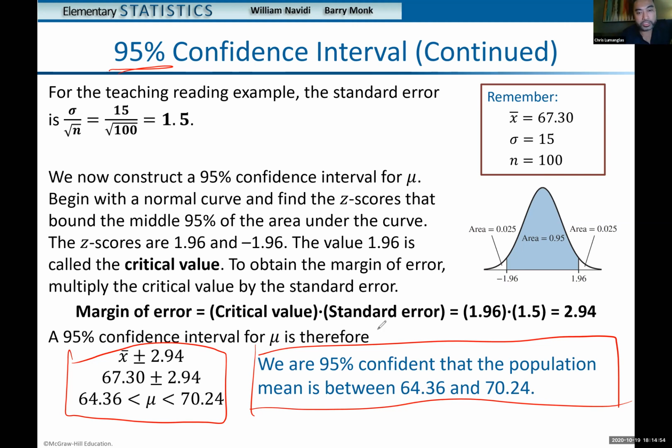So you usually change this, whatever the given confidence level is. So let's say 90% or 98%. Confident that the population mean, this one, 8.1 is about mean, the next one about proportion, and so forth. So you're gonna change that also. Is between, now, your two answers, between 64.36 and 70.24. Okay.